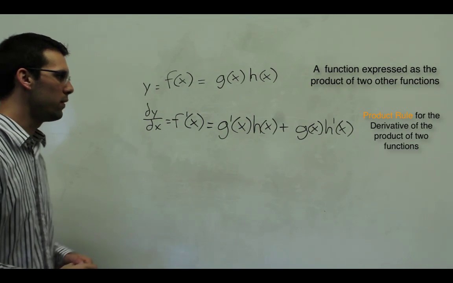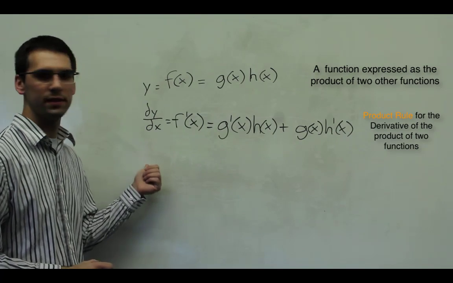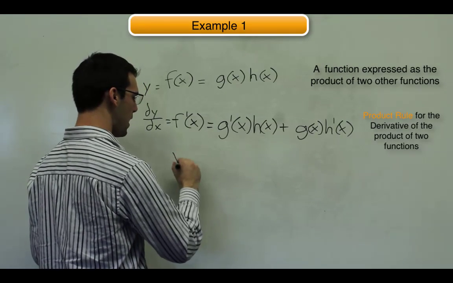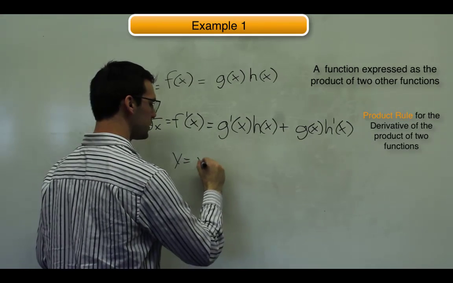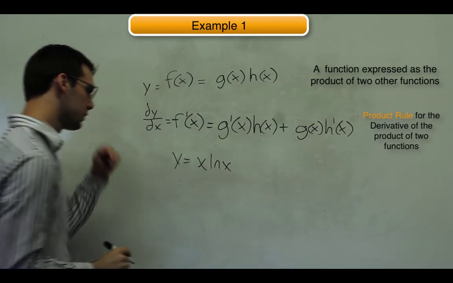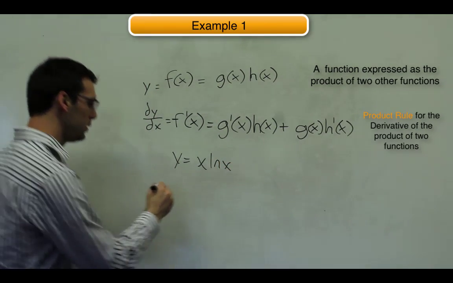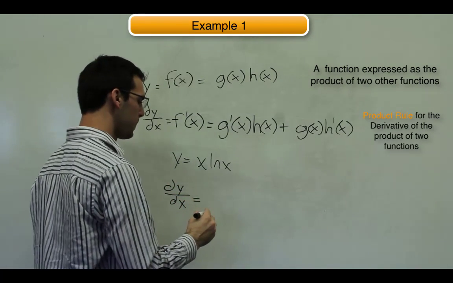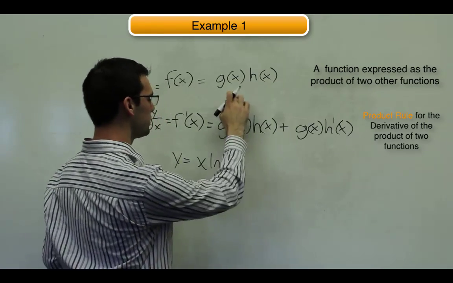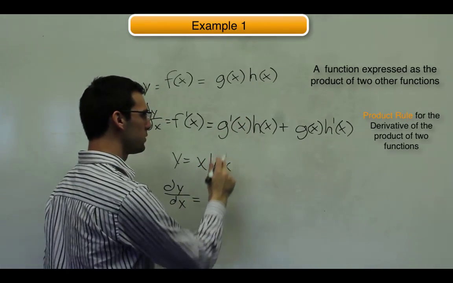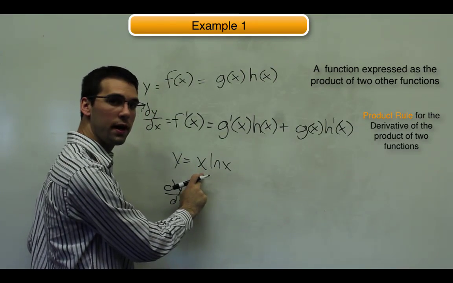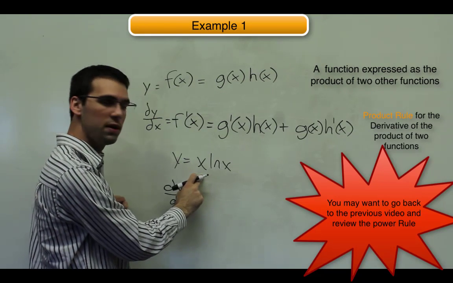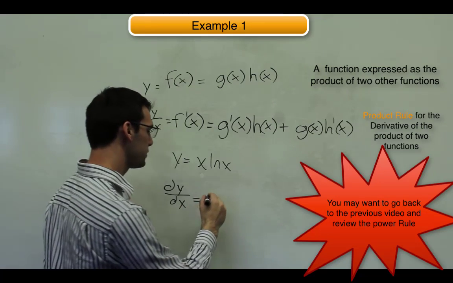So if we go ahead and return to our previous example, if y equals x ln x, then the derivative of y with respect to x equals, so g of x is x, so g prime of x is the derivative of x, which is x to the 1. Use the power rule, we find that the derivative of x is 1.